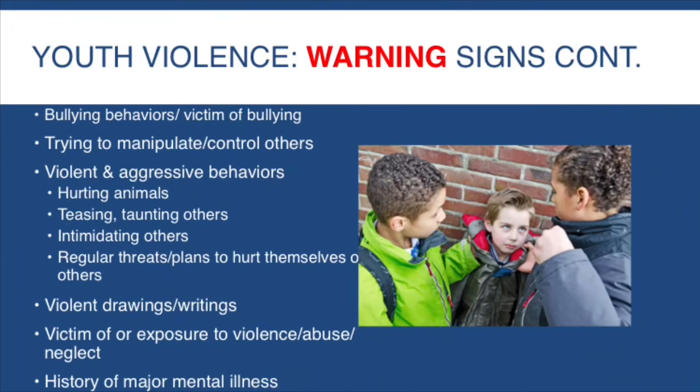Continuing along the same lines, these children will have bullying type behaviors or be the victims of bullying. They may try to manipulate or control those around them. They may exhibit violent or aggressive behaviors, such as hurting animals, teasing and taunting their classmates, threatening to hurt themselves or others. They may have writing assignments that turn violent, or draw things that are extremely violent, or have a history of major mental illness.